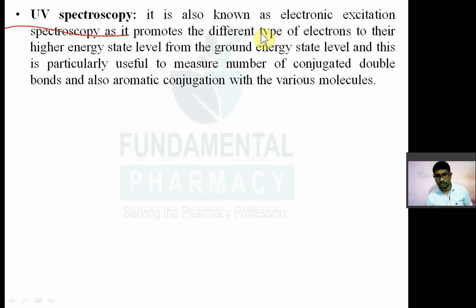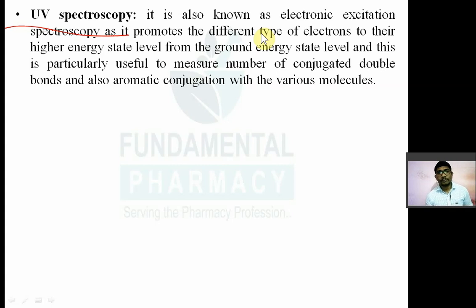Now this UV spectroscopy deals with the electronic level, so excitation of the molecule or changes in the electronic energy of the molecule is studied in UV spectroscopy. So it is also known as electronic excitation spectroscopy. Why?